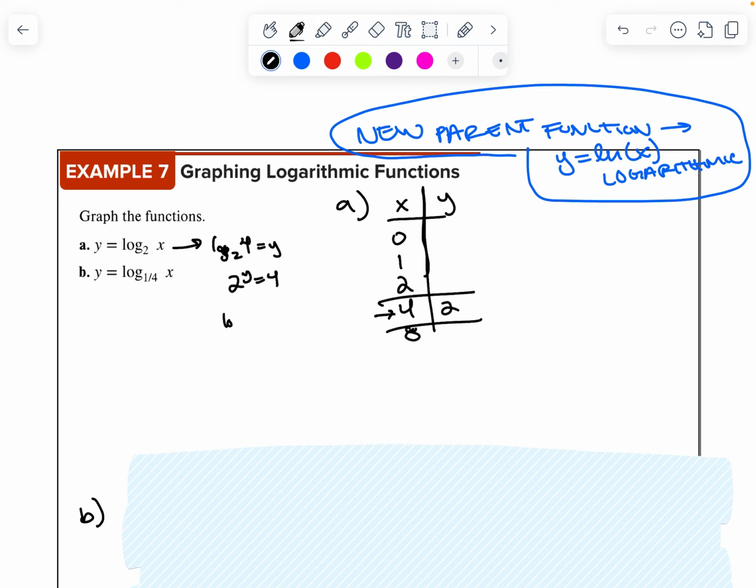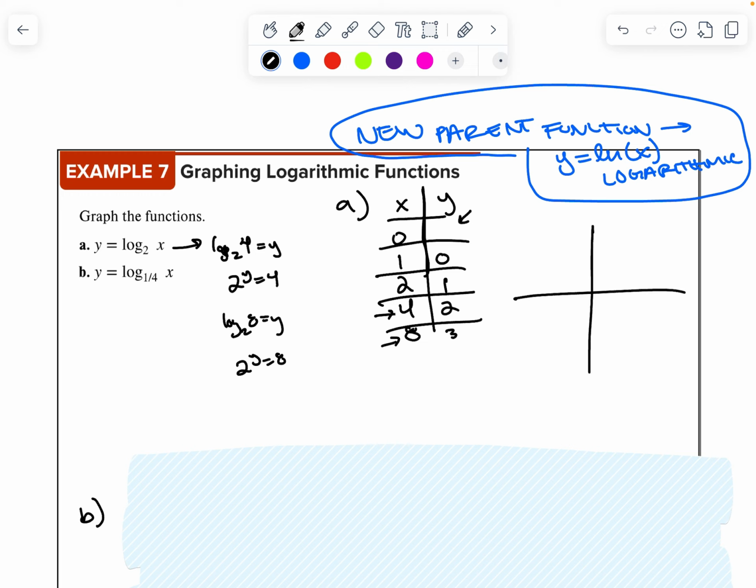If I said the same thing, log base 2 of 8 equals y, trying to find what matches with 8. 2 to the y equals 8. Well, 2 to the 3 equals 8. So then y must be 3. 2 to the 1 is 2. 2 to the 0 is 1. Can you find a number where 2 to that is equal to 0? In fact, you cannot. You can never do 2 to a power and get 0.